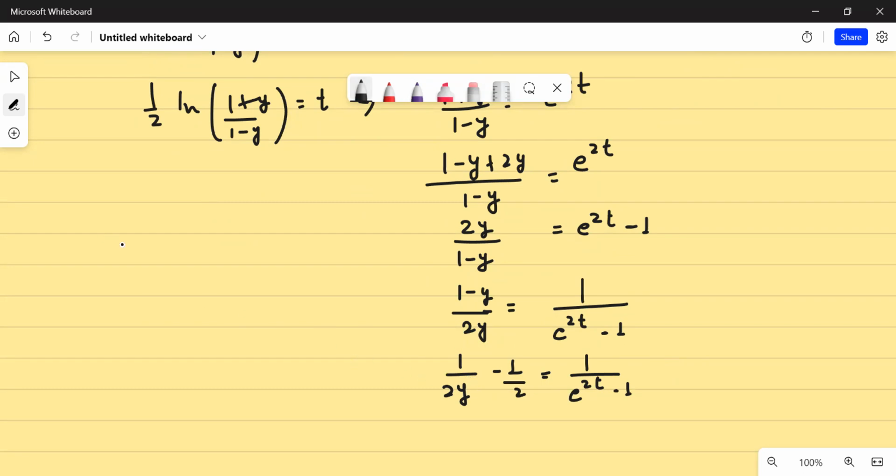So I'm solving it here. So I'll get 1 upon 2y is equal to 1 upon 2 plus 1 upon e to power 2t minus 1. And just take these LCMs and all those stuff. I think this is very easy to do.